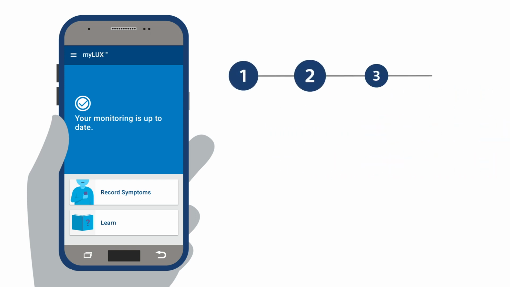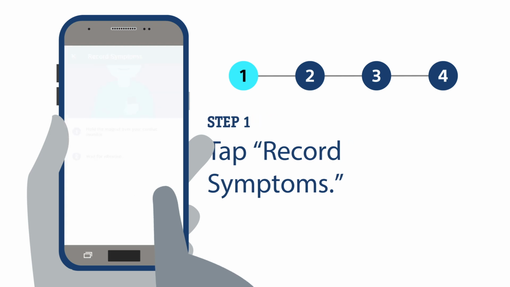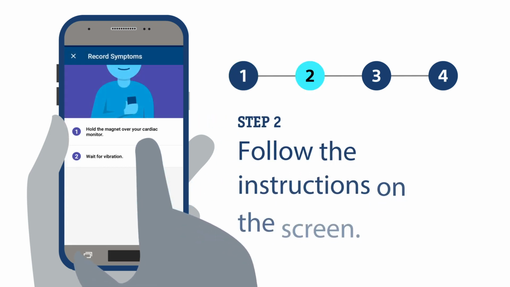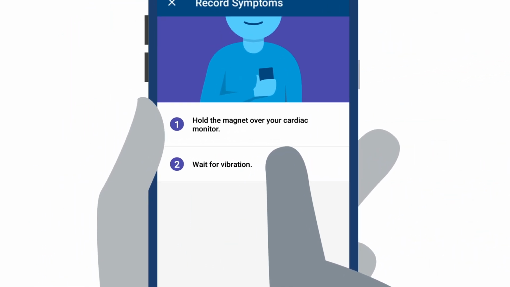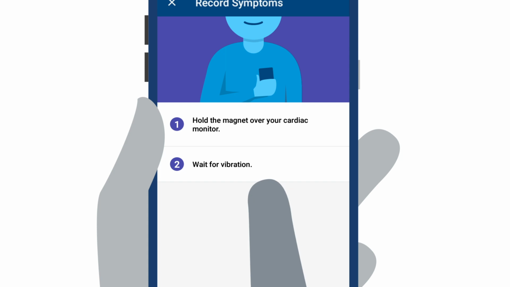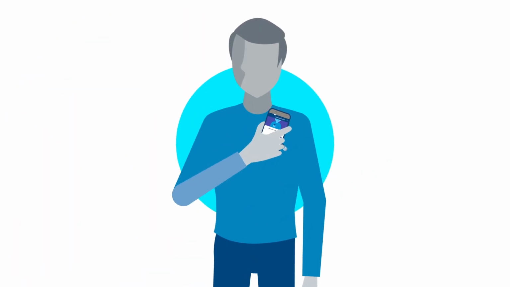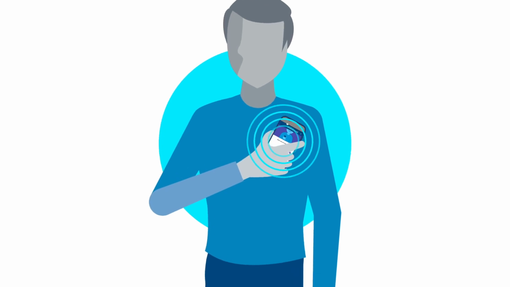Here's how. Step 1. Tap Record Symptoms on the main screen of the app. Step 2. Follow the instructions on the screen. Connecting to your ICM device may take several minutes. A message will confirm when the transmission is complete. This will help your clinic understand what you were feeling and what you were doing when they review your data later. Hold the magnet over your ICM and wait for your mobile device to vibrate.